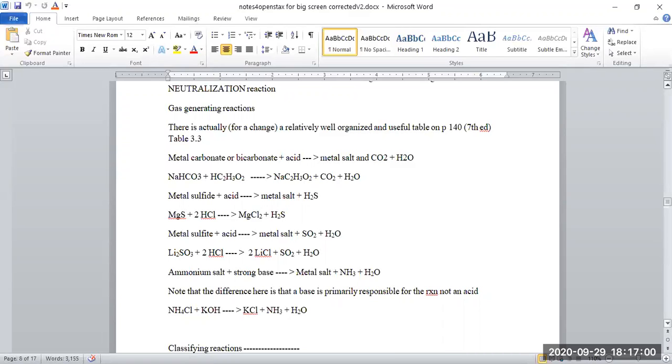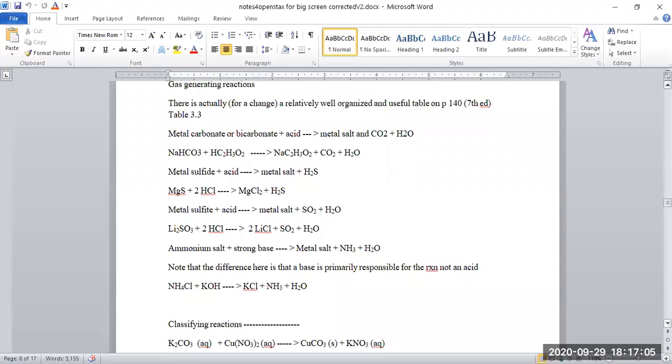If I take ammonium chloride, that's my example there, NH4Cl, I'm going to use some potassium hydroxide as my base. My salt is the KCl. My gas is the NH3. And then I have the water molecule to account for the other two hydrogens and the remaining oxygen.